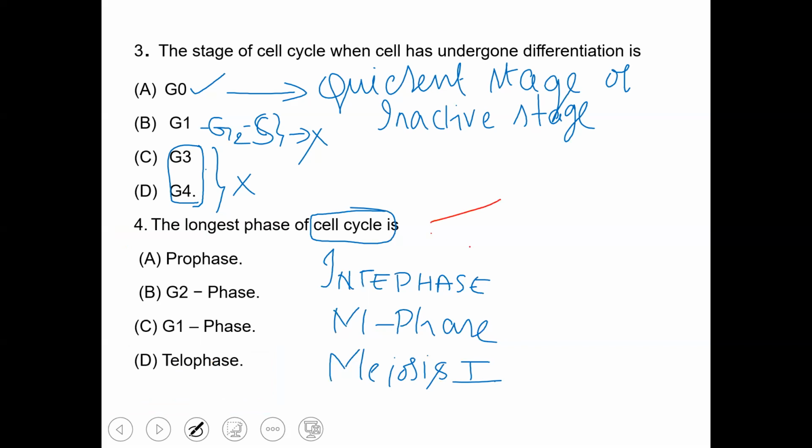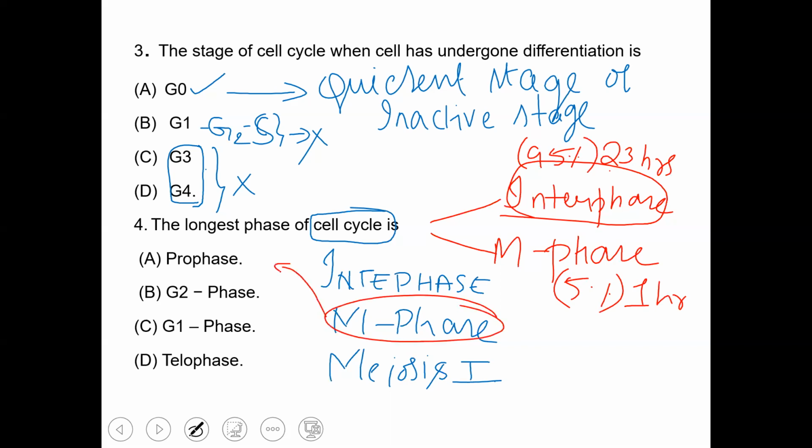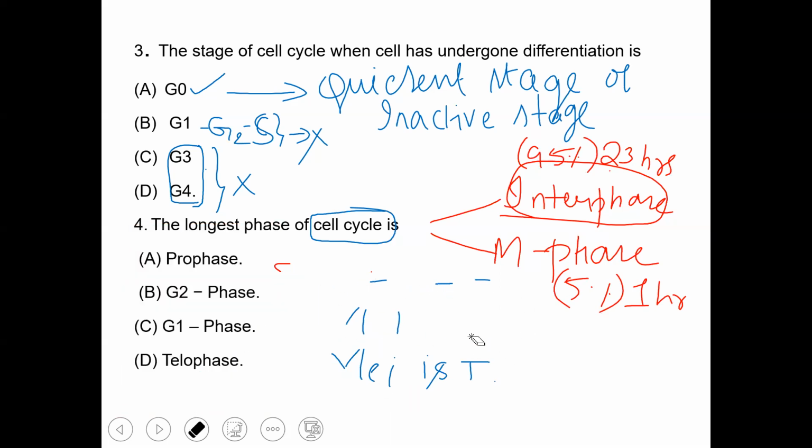So we know that the cell cycle is divided into interphase and M phase. Interphase is said to be the longest because it takes about 23 hours, around 95%, and the rest, around 5%, which is 1 hour, is the M phase. Since the option here is prophase, of course, in case of M phase, prophase is the longest phase. In case of interphase, G1 phase is the longest phase.